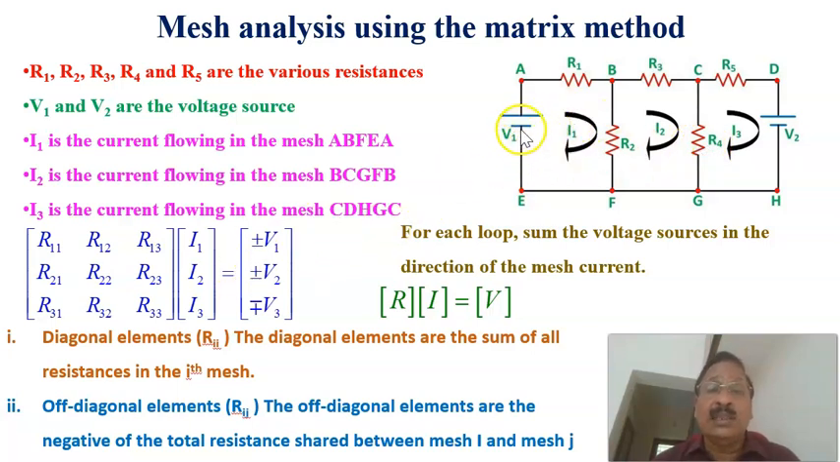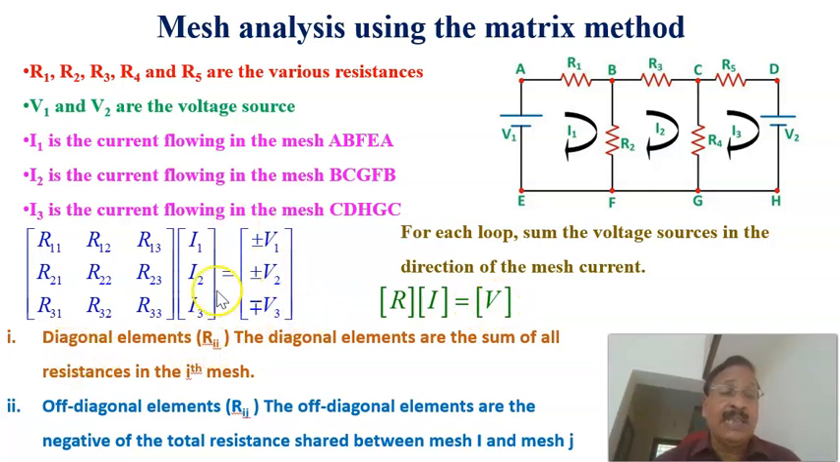For the first mesh, we can see that the current is entering the negative and leaving the positive, so we take it as plus V1. Here we get plus V1, and in the second mesh there is no source as such, therefore in the equation it will become 0. And for the third one, as per the direction of the mesh current, here is positive voltage and here negative voltage, so it is equal to minus V2. Therefore, the resistance matrix R times the column matrix I equals the column voltage vector V.